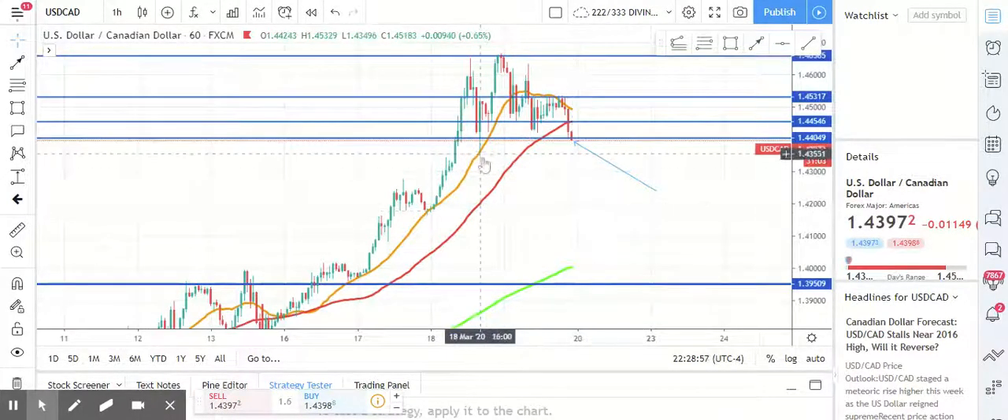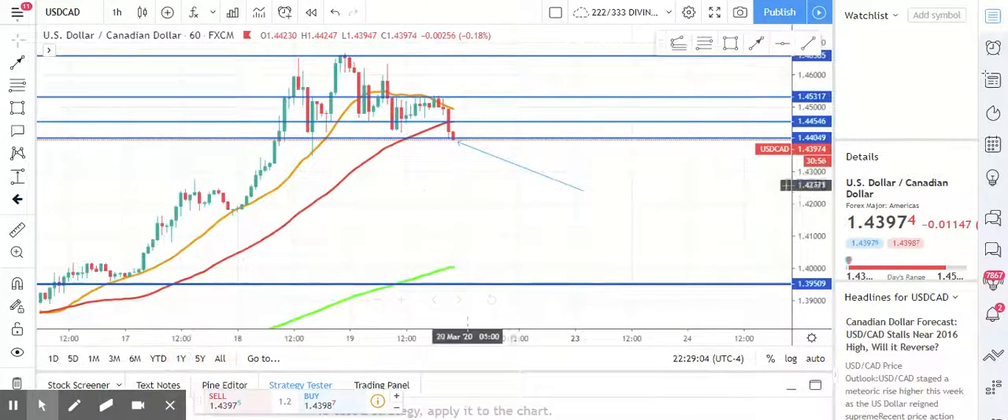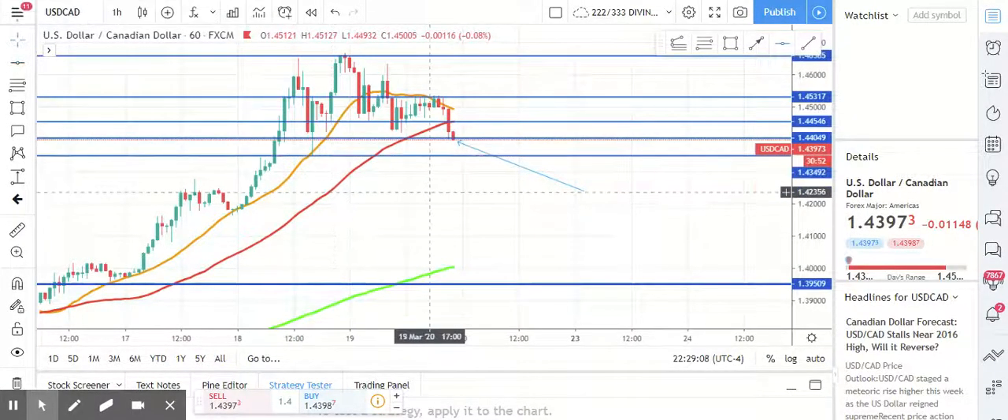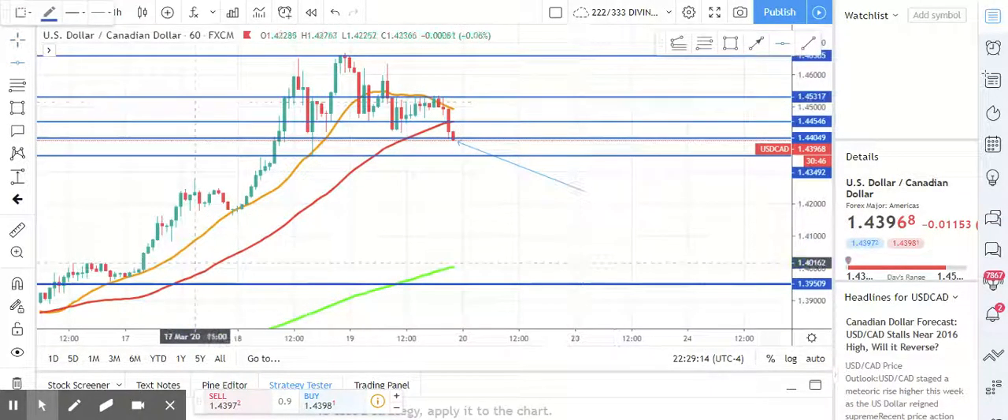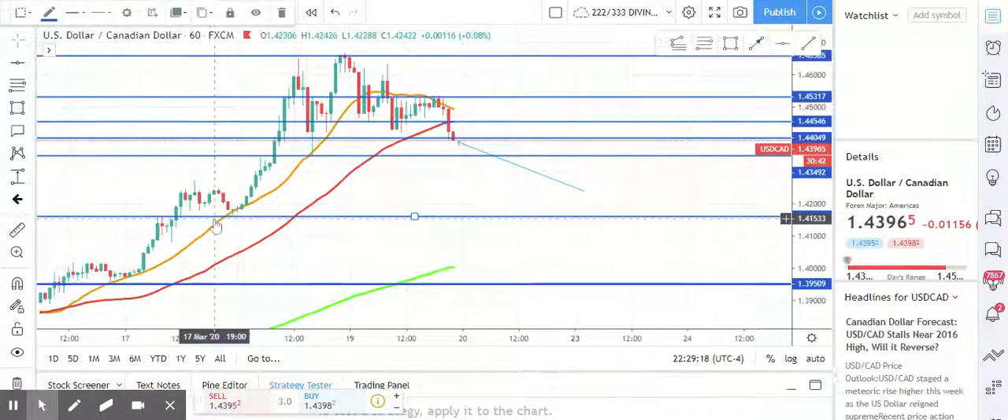See the little wick down right here? That was some form of support. Price came down and got rejected. So we'll go ahead and just put a line right here. Price needs to break that. Once it breaks this, we've got another area of support. So you don't just use the moving average thinking it's all peaches and cream. You still have levels that you have to break through.